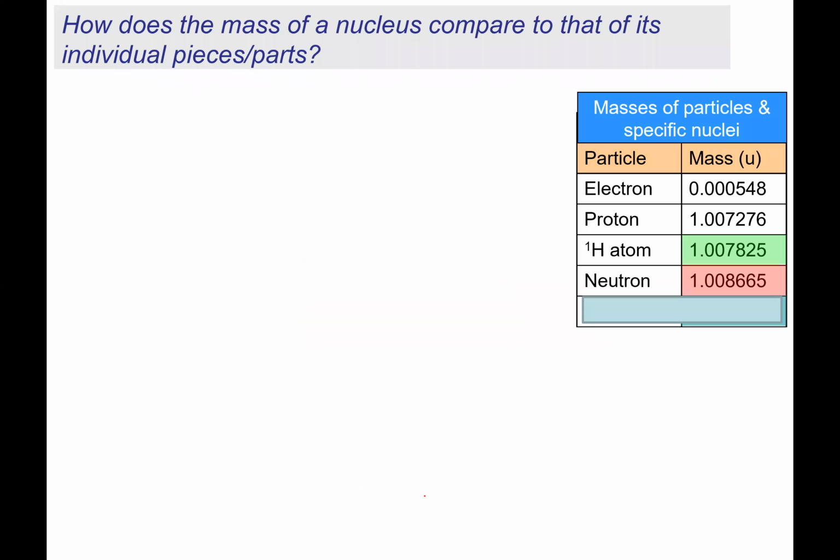Let's do a simple exercise here. We're going to compare the mass of a nucleus to that of its individual pieces and parts. On the table on the right, I have given you reference masses, very precisely calculated in a lab, for an electron, a proton, a helium atom, a hydrogen atom, and a neutron. These are in atomic mass units.